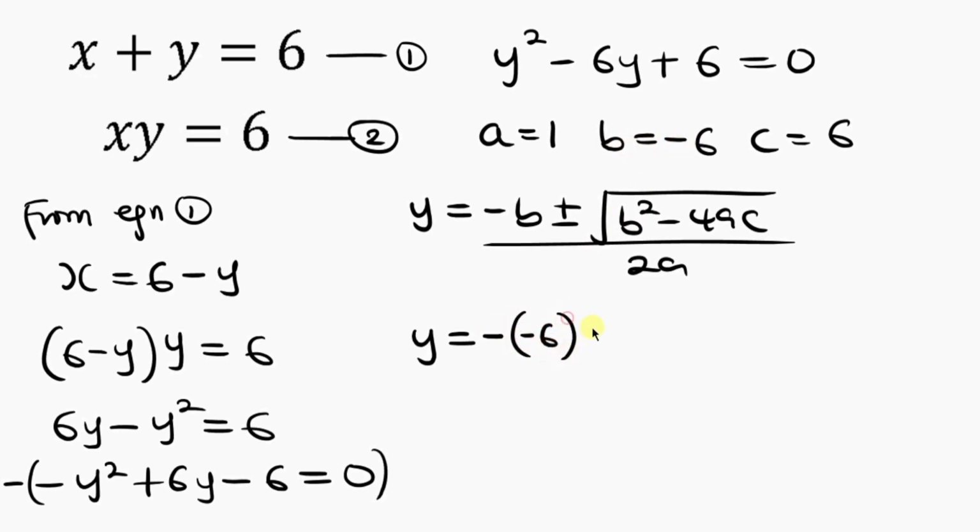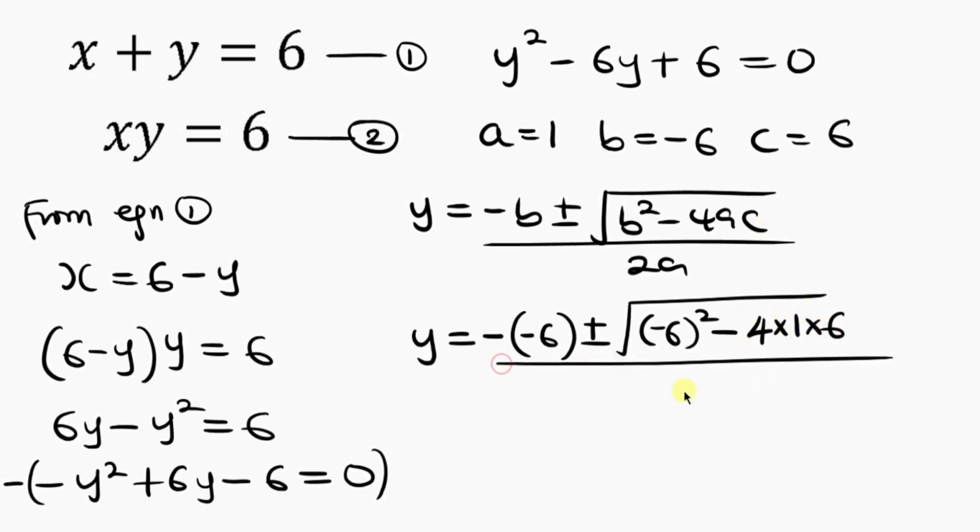Negative 6 plus or minus square root of b squared. B is negative 6. So negative 6 squared minus 4ac. So 4 times a. What is a? A is 1 times c. C is 6. Good. So divide by 2a. So 2a, a is 1. That means I'm going to be multiplying by 1. Very good. Now, what do we have next?